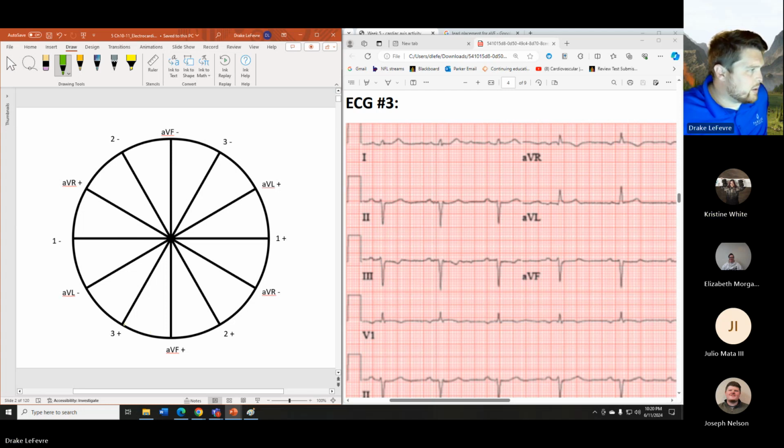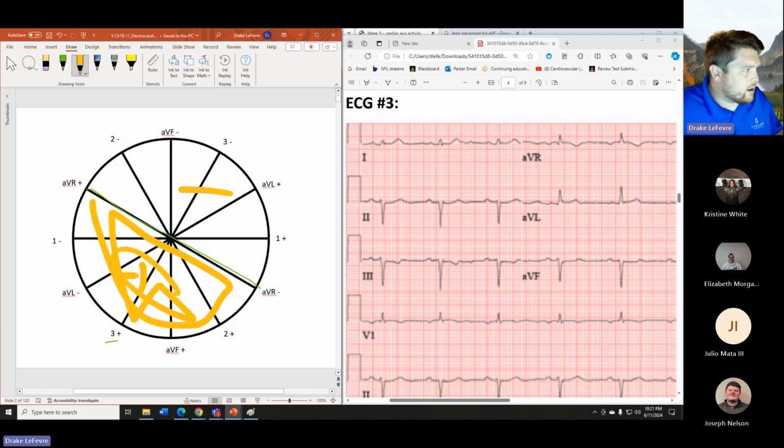We identify lead 3. So we have lead 3 right there. Here's our perpendicular line. Perpendicular, this direction is negative, this is positive. Lead 3 is negative, so we get rid of all the positive. That's all gone.